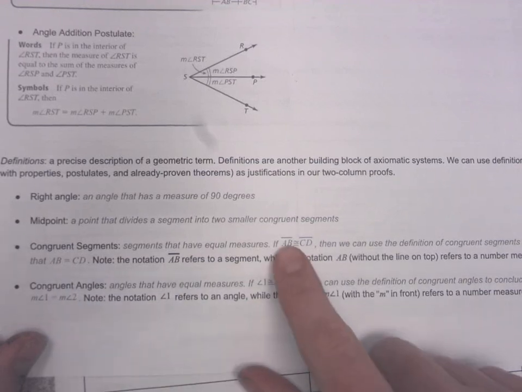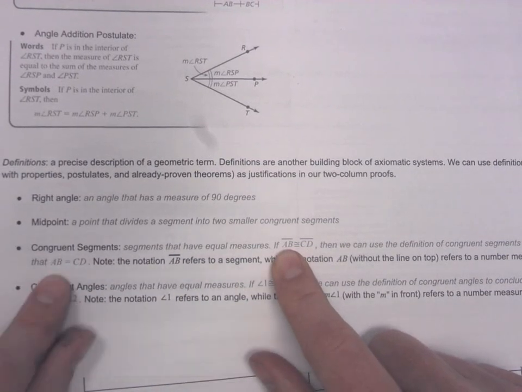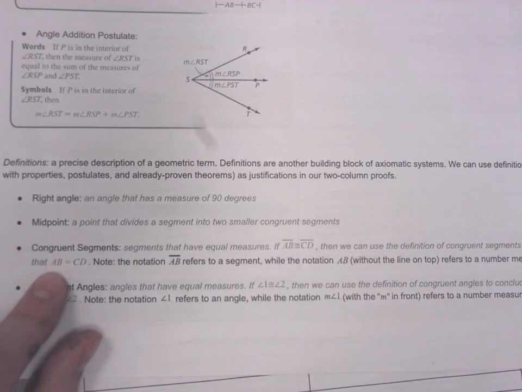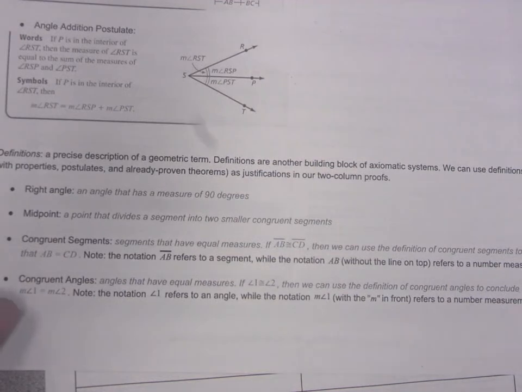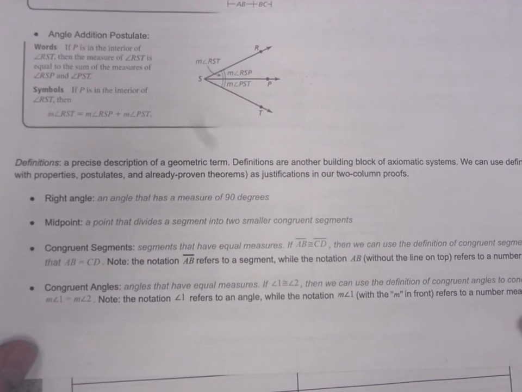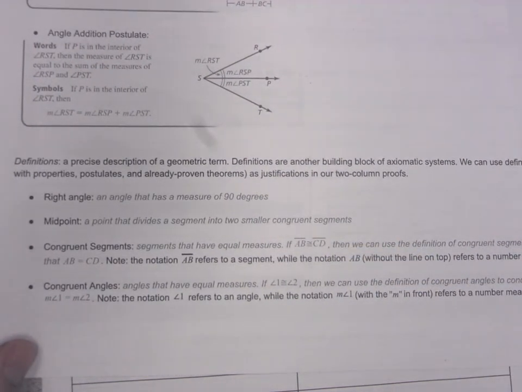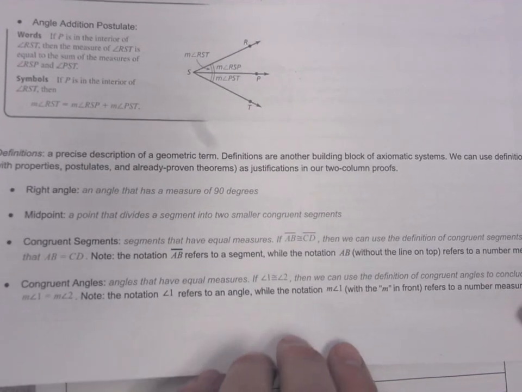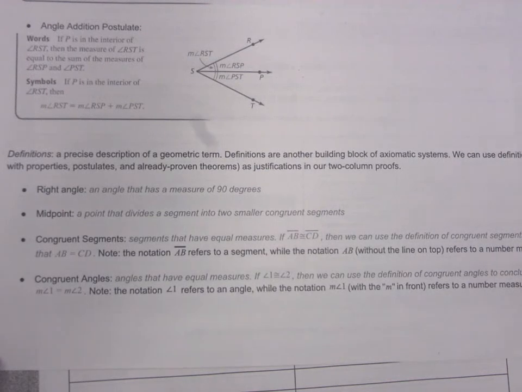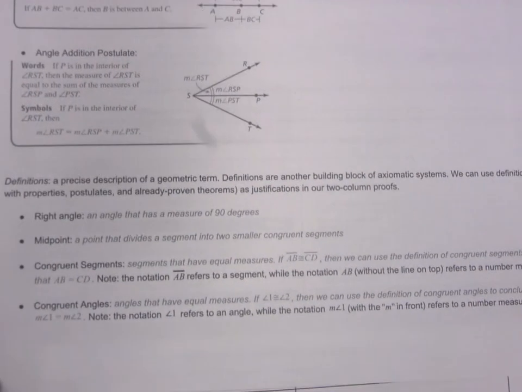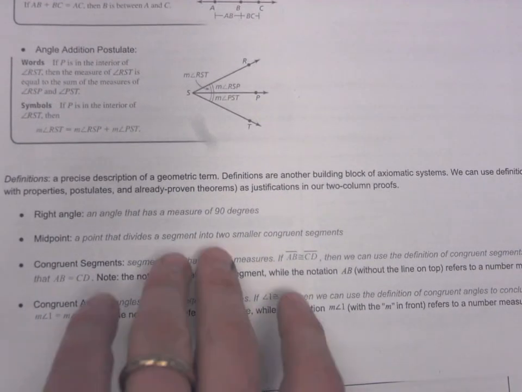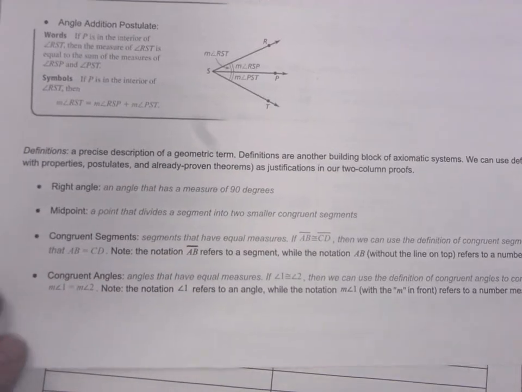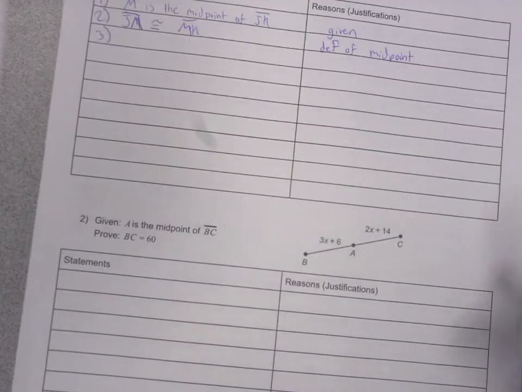So notice that this guy has a line over it, this AB doesn't. When it has the line over it, that means we're talking about the shape. When it has no line over it, that means we're talking about a number measurement. And if you need help with ideas with congruent segments and congruent angles, I think I posted a video there that you can check out on the segment addition postulate and the angle addition postulate. I might go back and look at those. Okay. All right, sorry, moving on.